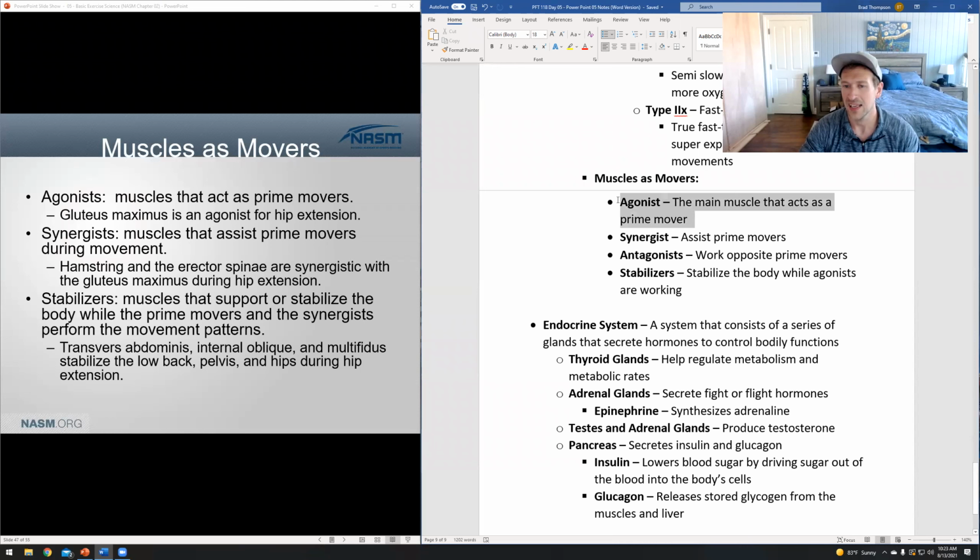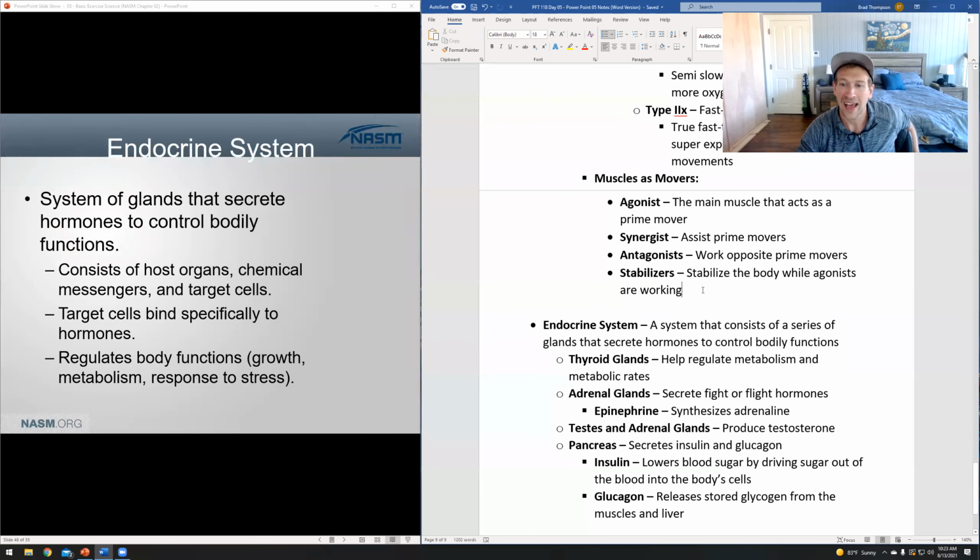So think of an agonist as the main character in whatever story, right? It's Batman. He's responsible for whatever it is that we are describing. He's getting help from Robin, who's there to assist, and he's being antagonized by the Joker, who's doing exactly the opposite. And then everybody's being emotionally stabilized thanks to Alfred the Butler. So that is sort of how our muscles are going to work.